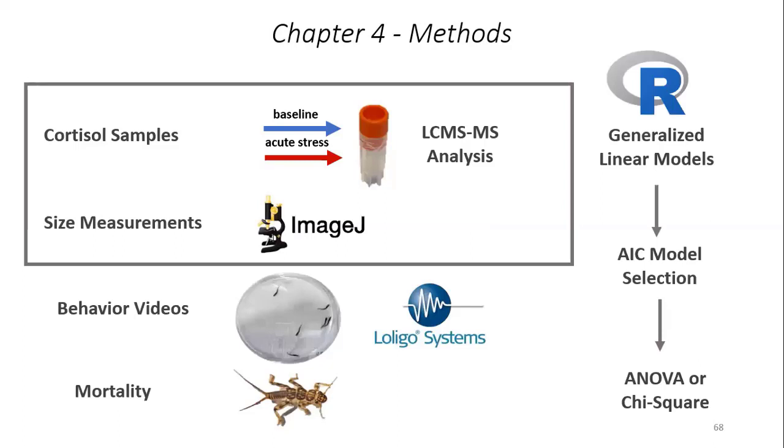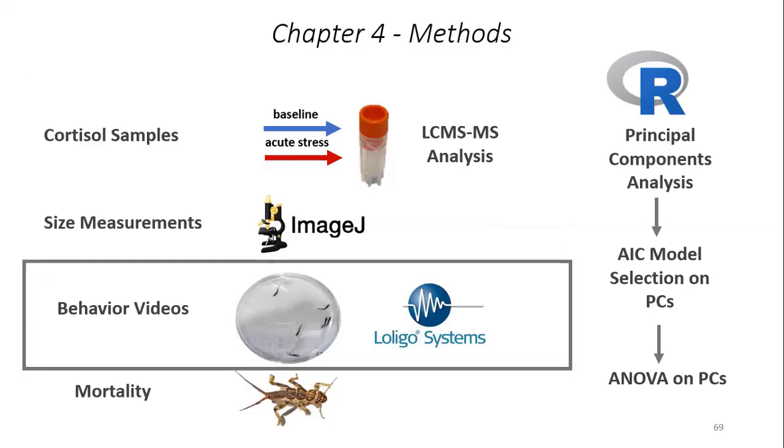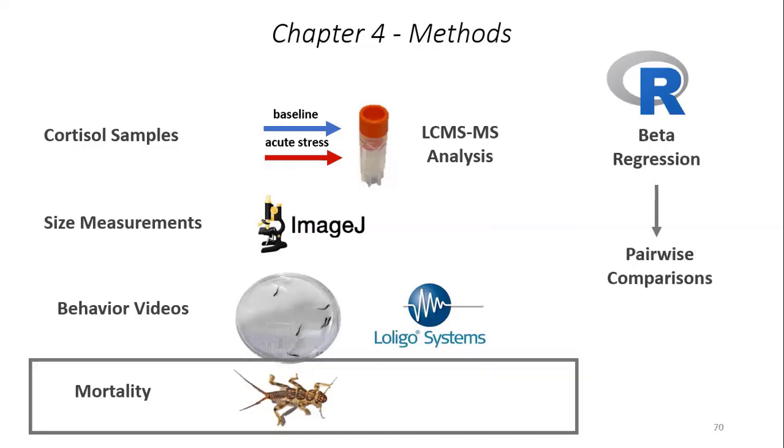So I used the same statistical methods as before for the cortisol dataset and the size dataset. And then I used a PCA the same as before for the behavior videos. And looking at the mortality based on insect predation, I used a beta regression to compare proportions, and I did pairwise comparisons to see differences among treatments.